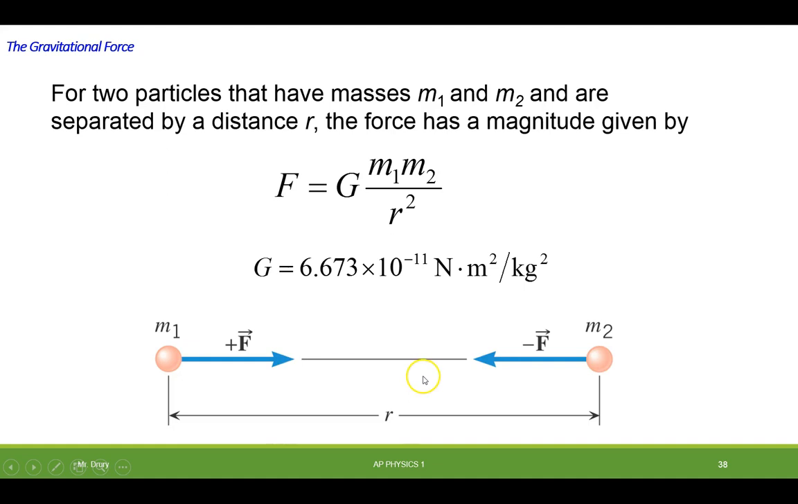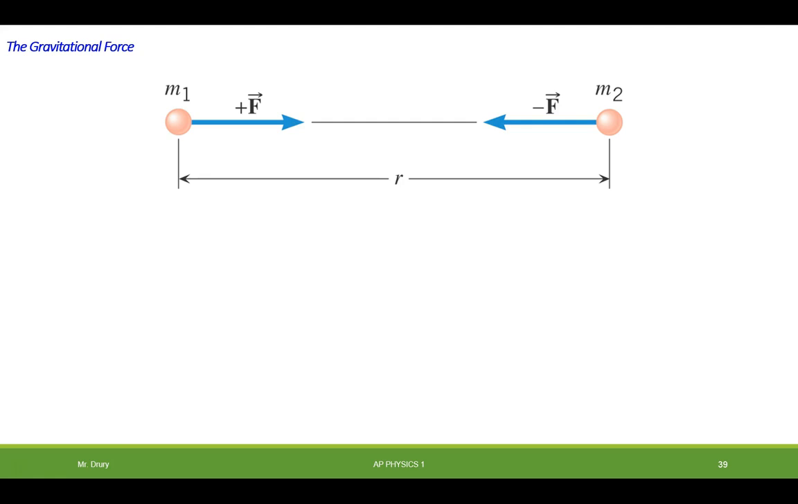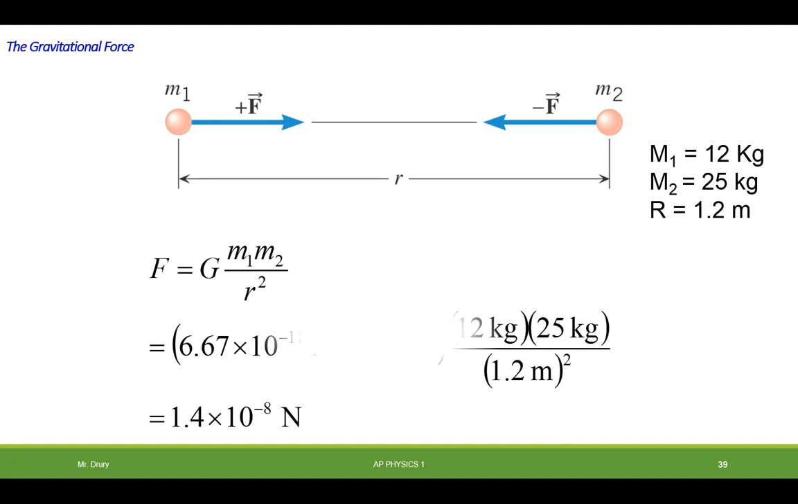All right, let's try a simple example. We have two spheres. Sphere 1 has a mass of 12 kilograms. Sphere 2 has a mass of 25 kilograms, and they're separated by a distance of 1.2 meters. And what is the gravitational attraction between the two? If we put it into the equation, you can see it comes out to be 1.4 times 10 to the negative 8 newtons, which is an extremely small force.